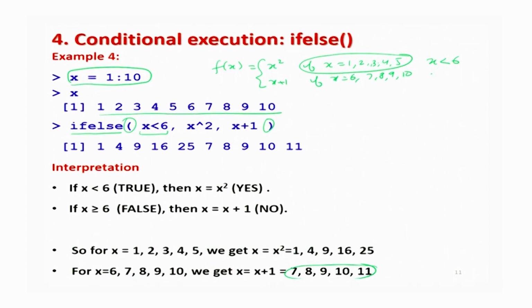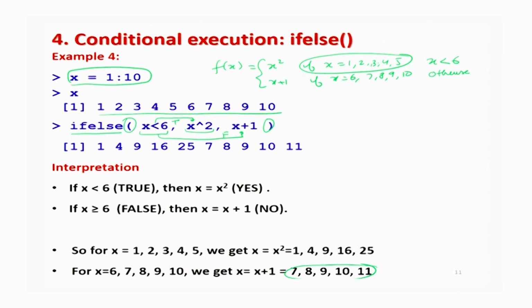And otherwise, this is going to be x plus 1. Now this is the condition here: x is less than 6. This condition will have two outcomes. If the condition is true, then the outcome is going to be x square, and if the condition is false, then the outcome is going to be x plus 1.